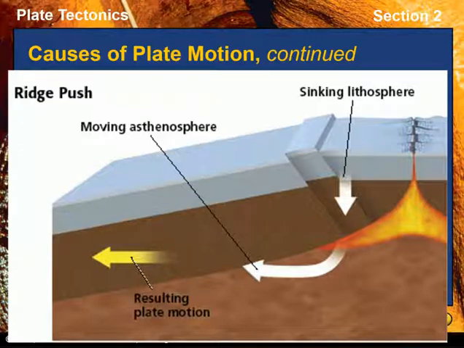Ridge push. Newly formed rock at a mid-ocean ridge is warm and less dense than other rock nearby. The warm, less dense rock is elevated above nearby rock, and older, denser rock slopes downward away from the ridge. As the newer, warmer rock cools and becomes denser, it begins to sink into the mantle and pull away from the ridge. As the cooling rock sinks, the asthenosphere below it exerts force on the rest of the plate. This force is called ridge push.